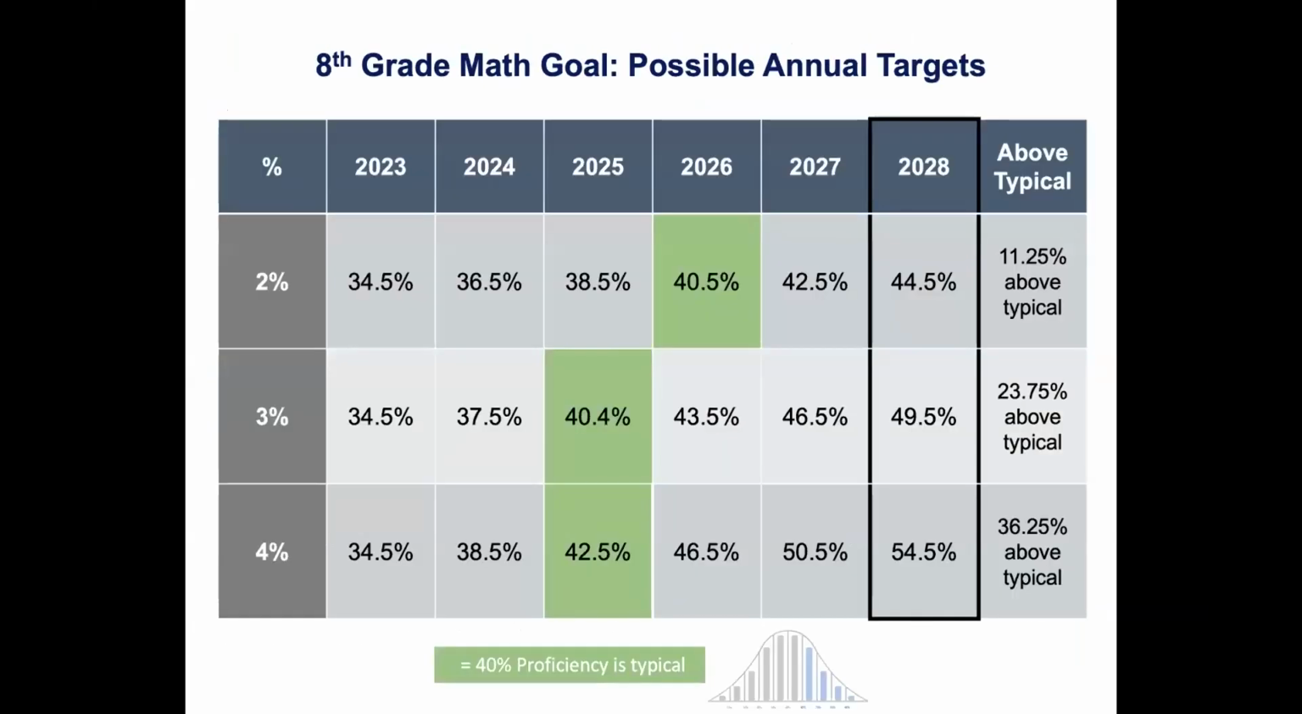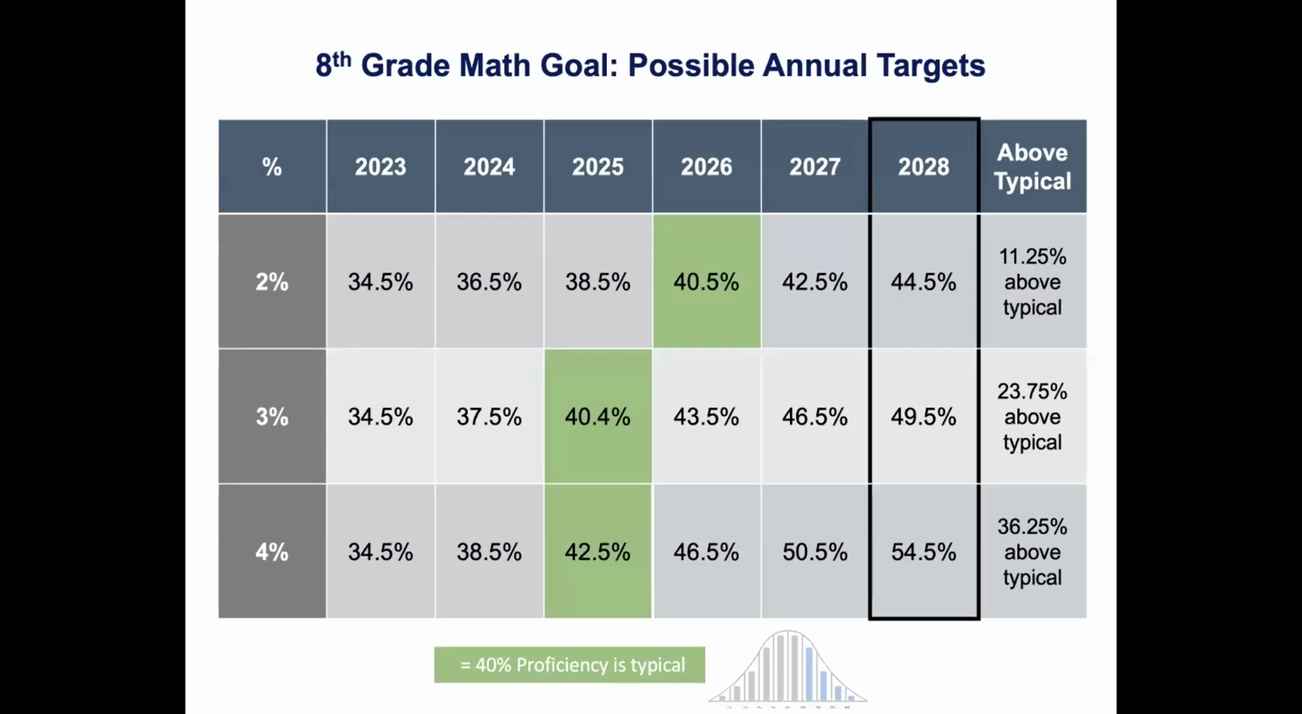And so when we look at these, what I want to draw your attention to on the right is that it gives a percentage above typical. So if 40% is typical, just to frame it, right? If you are 2 times that, or 100% better, you would be at 80%. So with a 2% annual goal and a 2028 goal of approximately 45%, that would be about 11.25% higher than what's typical nationally, right? A 3% annual goal, getting you close to 50%, would be close to 24% higher than what would be typical. And again, this is not opinions, this is just the statistics behind it.